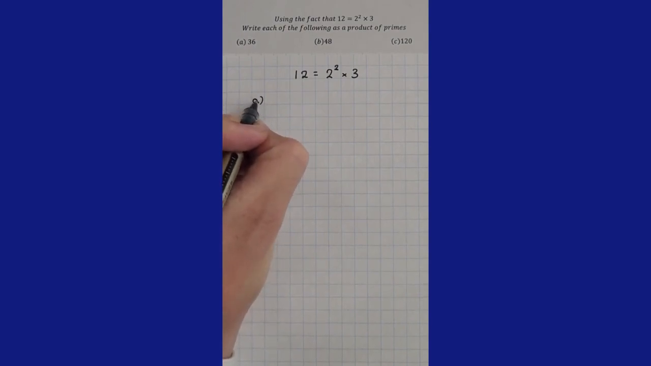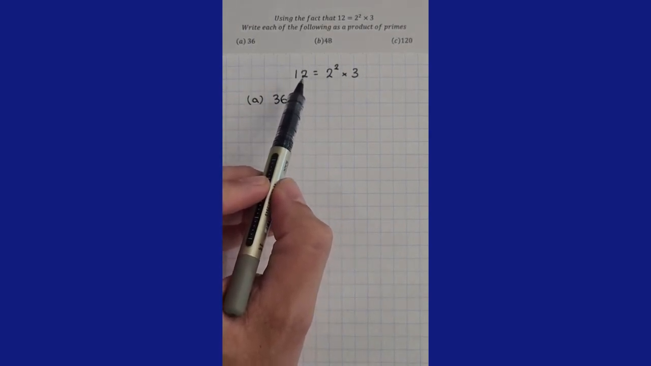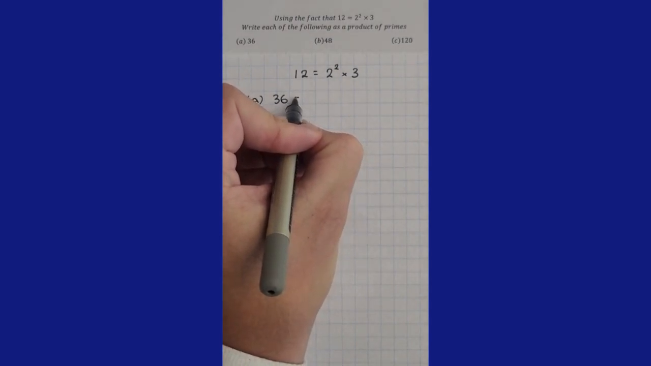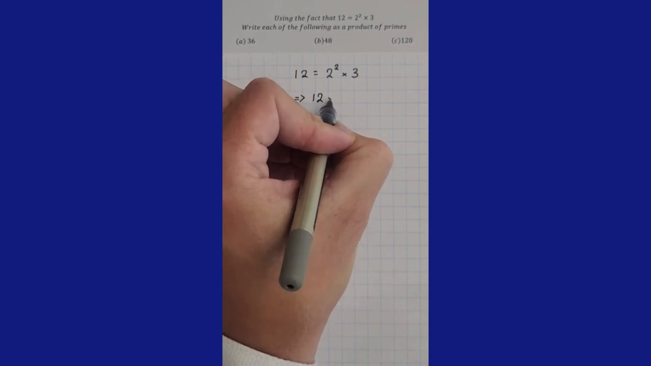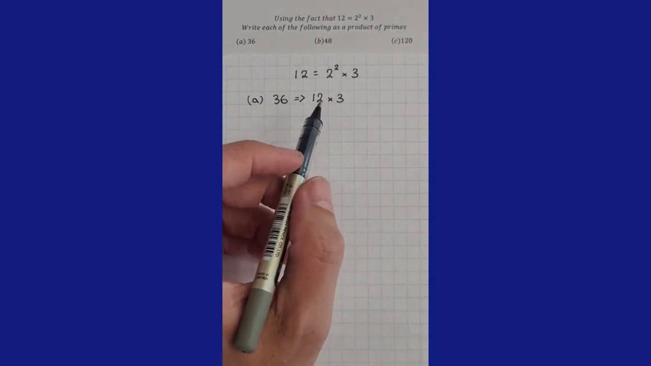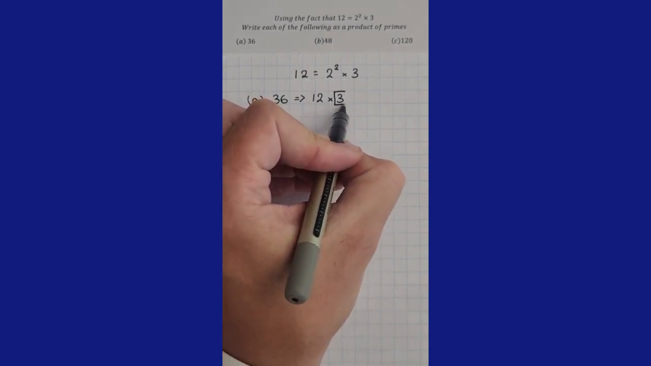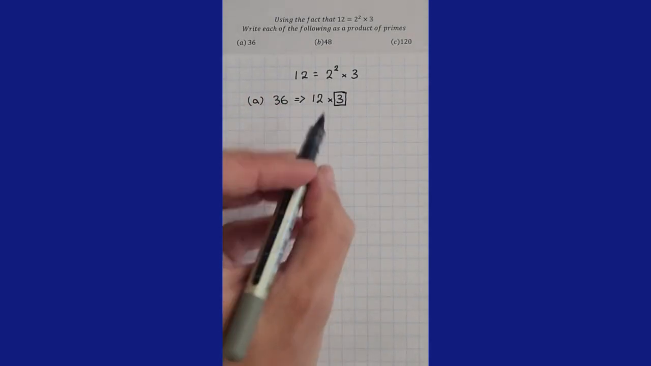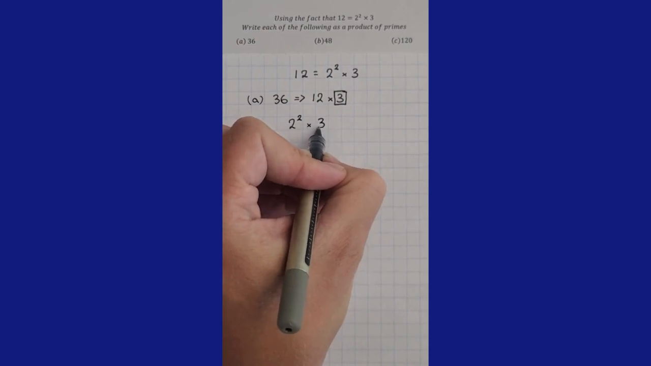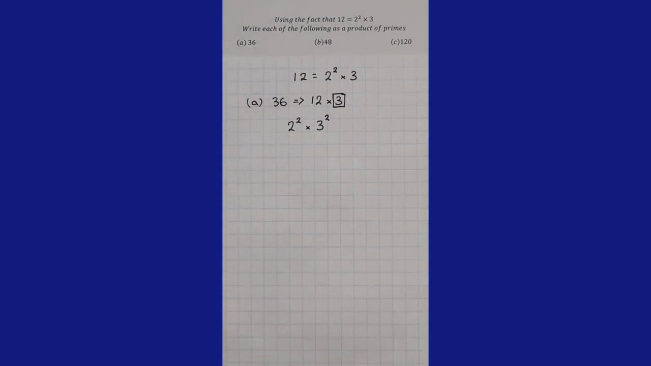Okay, so the first one we've been given is 36. Well, I know how to make 12. What do I multiply 12 by to get 36? To get 36, I would do 12 times 3. That's how I would get from 12 to 36. And I know from my previous examples that 3 is actually a prime number. So the only extra thing that I need to multiply 12 by to get 36 is 3. So as a product of primes, 2 squared times 3 would be 12, but I need another 3. So all I need to do is pop a 2 on there to indicate that I've got 2 3s.